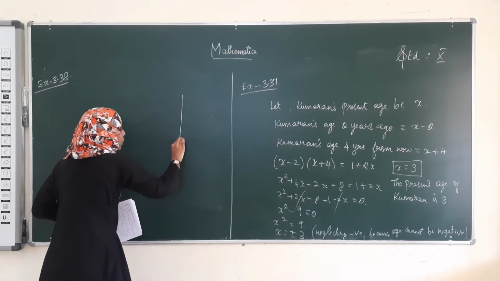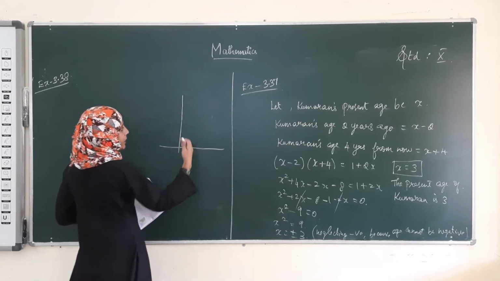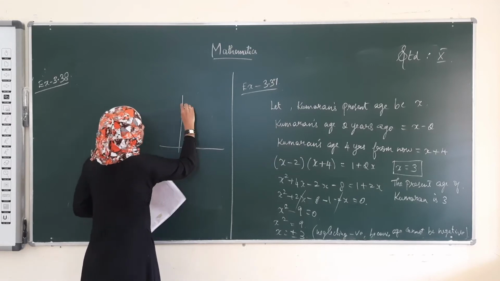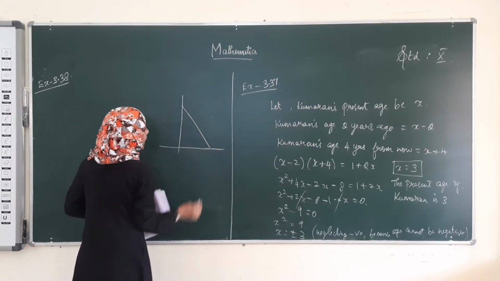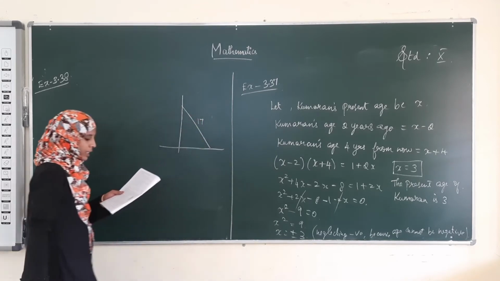Let this be the wall, and this be the ground. A ladder is leaning against a wall like this. So, let this be the ladder. This ladder's length is 17 feet.